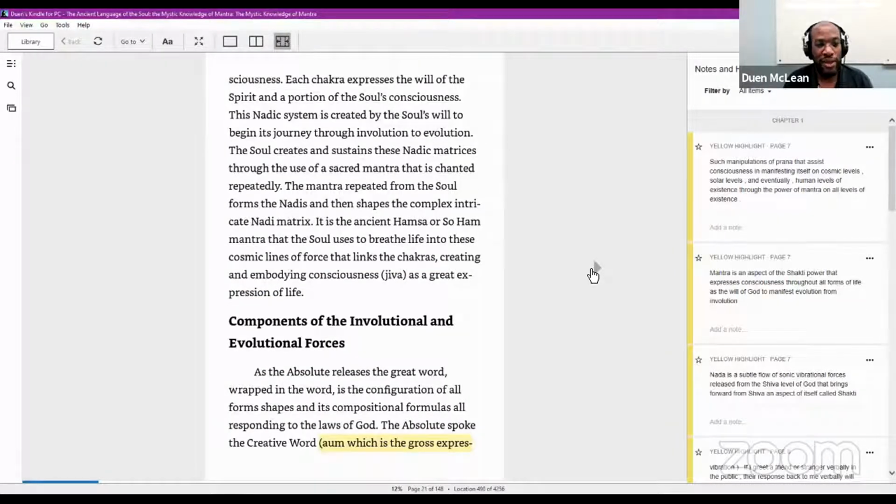Each chakra expresses the will of the spirit and a portion of the soul's consciousness. This nadic system is created by the soul's will to begin its journey through involution to evolution. The soul creates and sustains these nadic matrices through the use of a sacred mantra that is chanted repeatedly. The mantra repeated from the soul forms the nadis and then shapes the complex, intricate nadi matrix. It is the ancient Ham Sa or So and Ham mantra that the soul uses to breathe life into these cosmic lines of force that link the chakras, creating and embodying consciousness, Shiva, as a great expression of life.